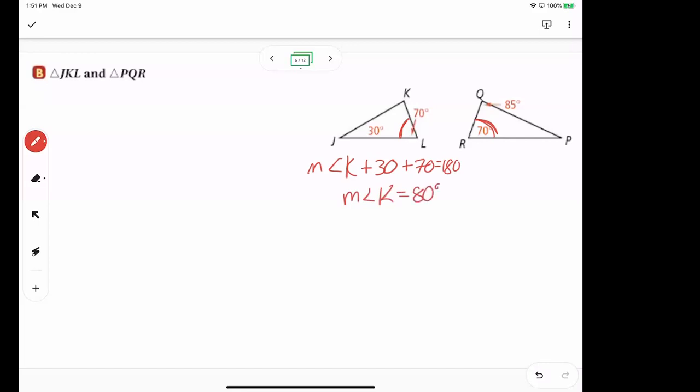All right, on the other triangle, I've got to figure out what's going on over here. So I'm going to do the same thing. We've got 70 plus 85 plus the measure of angle P must also equal 180. All right, I'm running out of space. There we go. That's an awesome 180. I can totally read that.